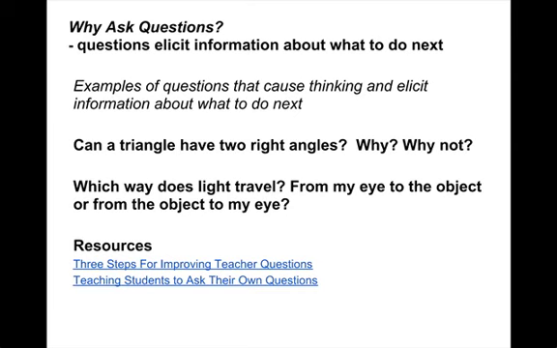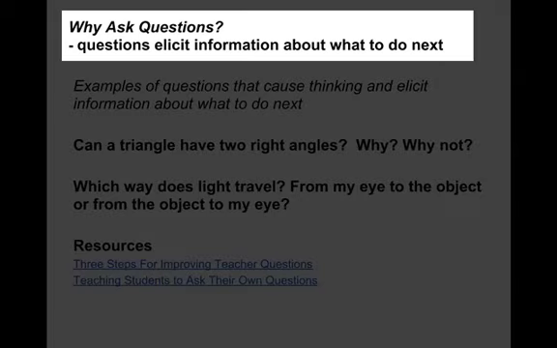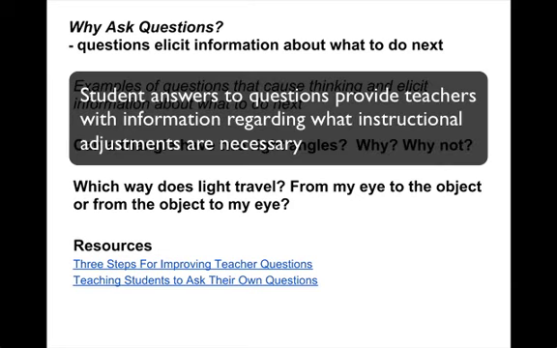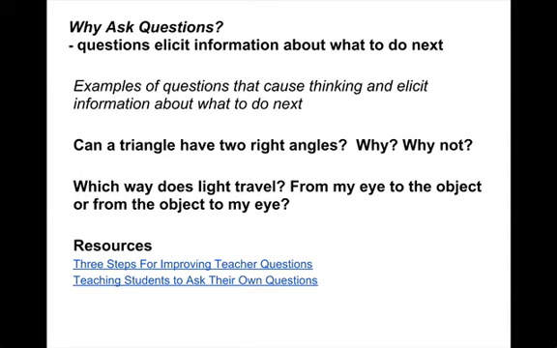In Dylan Wiliam's book, in Chapter 4, he really spends a lot of time on questions and answers the question, why ask questions, with this answer: questions elicit information about what to do next. So recall James Popham, in the beginning of our presentation, had stated that formative assessment is necessary for teachers to adjust their instruction. It follows then that questions are going to give information to the teacher about what adjustments to make.